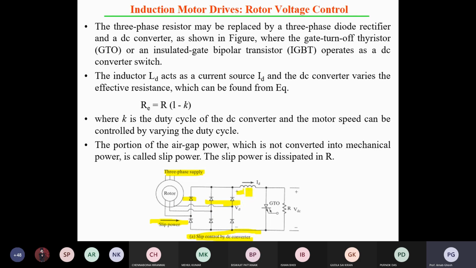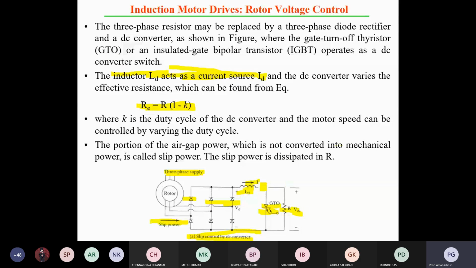Slip means rotor resistance, where you are wasting energy. In the previous case, if you vary the rotor resistance you are wasting that energy, but here you are not going to waste it. You take it from the slip and feed that energy back to the main grid. That's why it is known as slip power recovery.